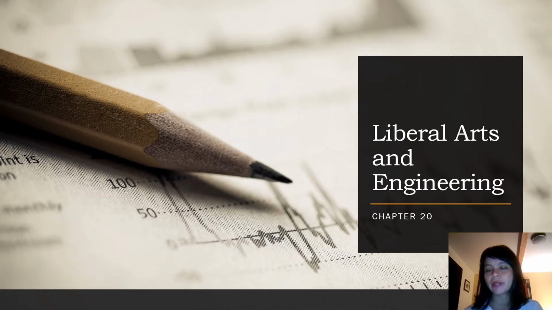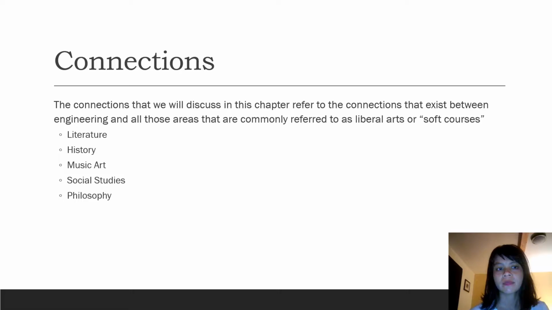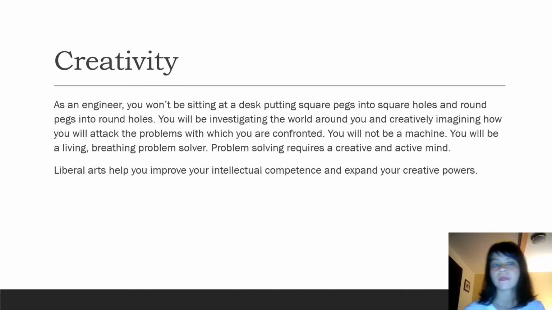In today's PowerPoint, we'll be looking at liberal arts and engineering. This might be chapter 20 or 21, depending on your textbook. The connections that we'll discuss in this chapter refer to the connections that exist between the engineering courses and all those others that are referred to as liberal arts or your soft courses. And this includes courses like literature, history, music, art, social studies, and philosophy.